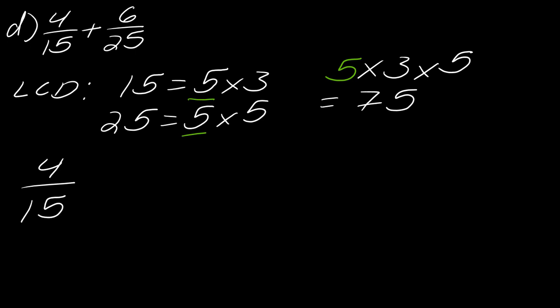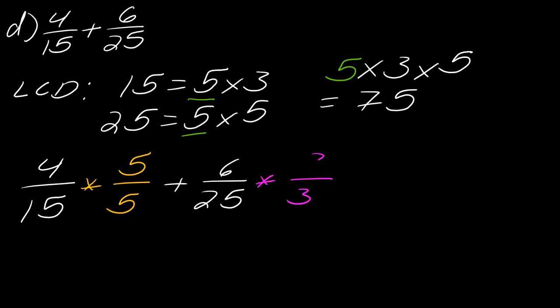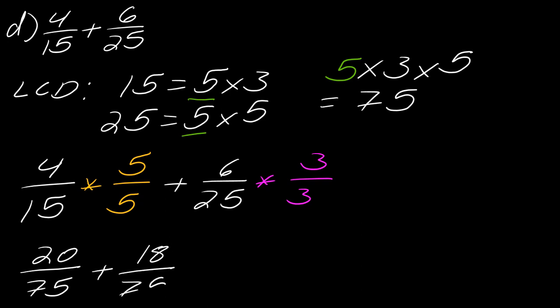Okay, so now I've got 4 over 15. What will I multiply that by? I will multiply the top and bottom here by 5. And then I've got 6 over 25. What am I going to multiply the top and bottom here by? I'm going to multiply those by 3, as shown. So 4 times 5 is 20. So this is 20 over 75. 6 times 3 is 18. And so now I've got 38 over 75, and I can't go any farther with it, so I'm done.